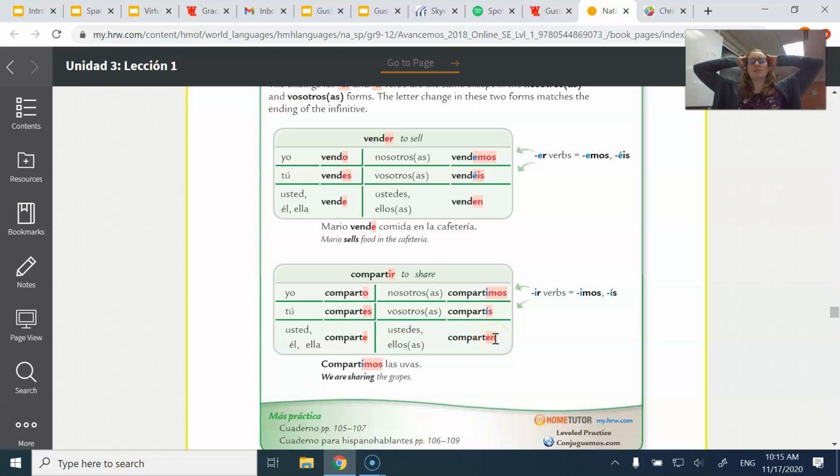So again, this is something to be memorized. These charts need to be memorized along with your AR infinitive verbs. If you haven't memorized your AR endings, then please memorize those. Again, that's on page 96. Once you have all these endings memorized, you'll be able to conjugate any AR, ER, or IR regular verb.